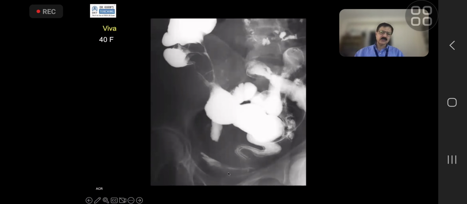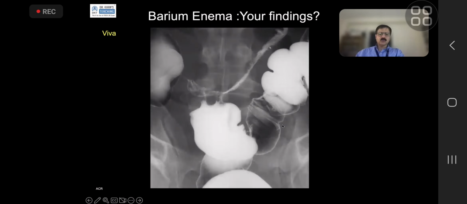At this point, contrast should not have been tracking into the bladder. If you look carefully, there is faint contrast here, which means there is an ileovesical fistula. And if you see the sigmoid colon loops, they are adherent to these jejunal loops. So there must be an ileocolic fistula at that site also.